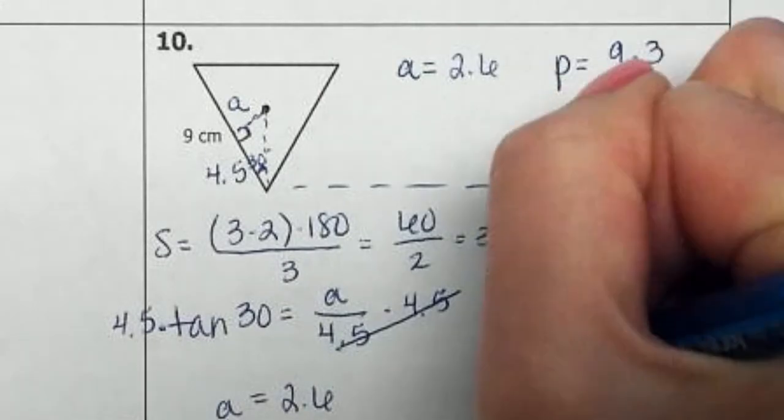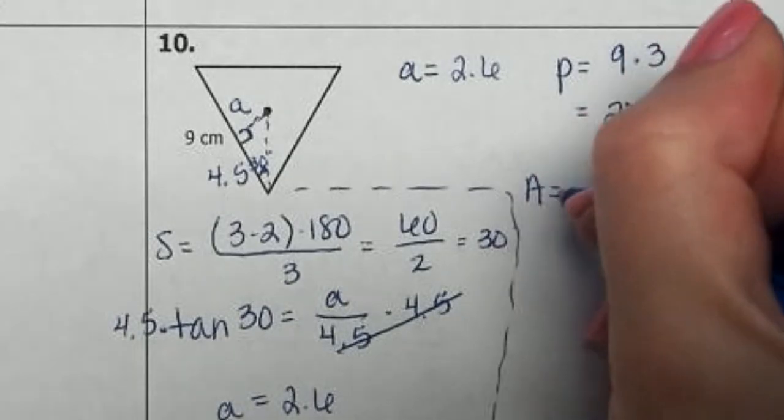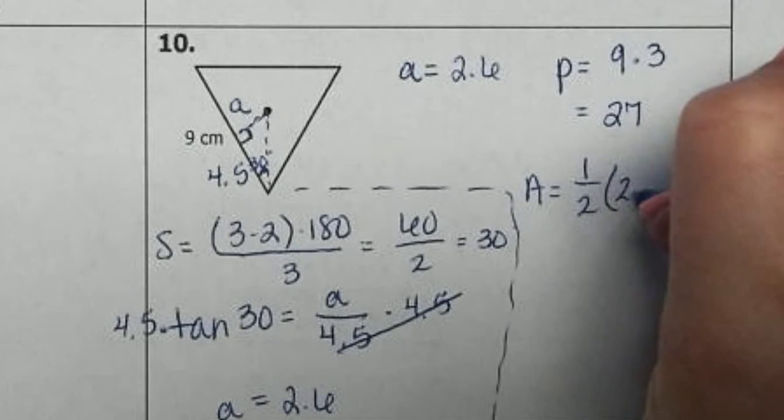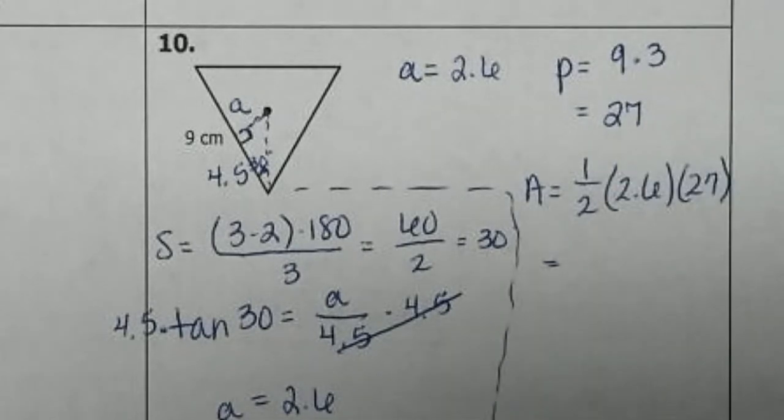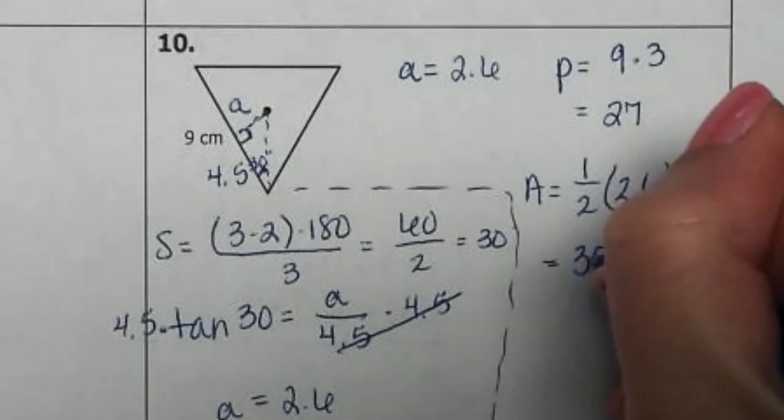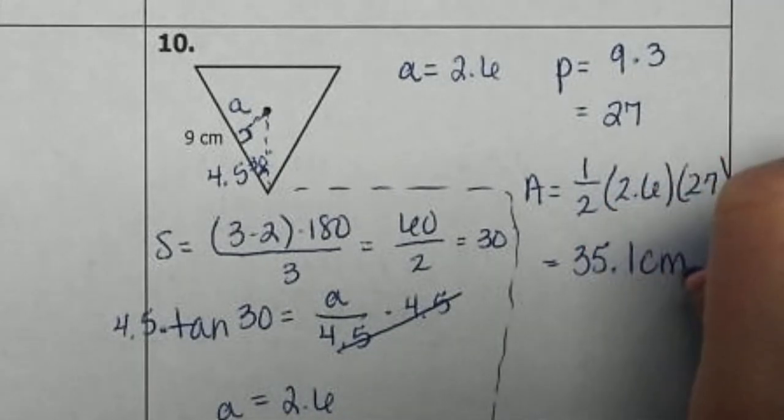So now you have enough information to plug into your area formula. And when you do that, you get 35.1 centimeters squared.